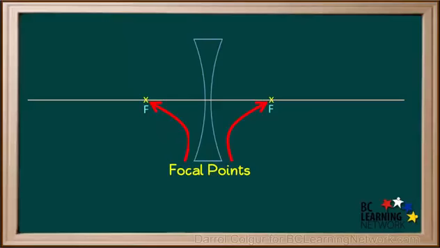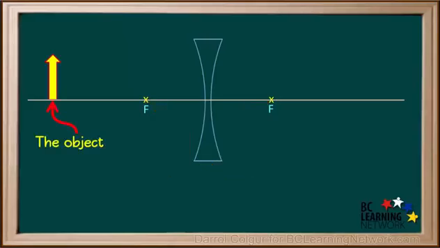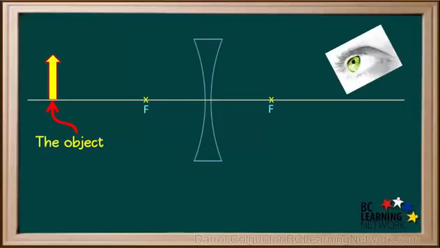The positions of the two focal points are shown here. These will usually be given to you. Here is the object we'll use for this example, a yellow arrow. In this case, we are looking at the object through the lens from the other side.